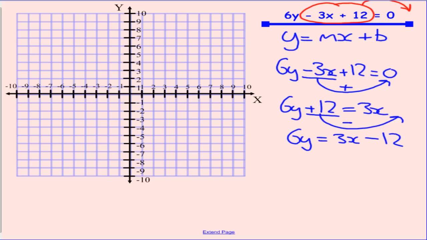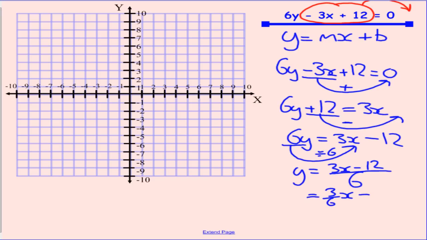It is a plus 12 here, so to move it across I need to take it away. Then as my last step I have a 6, so I need to move the 6 across, and I'm going to do that by dividing by 6. So y is going to be equal to 3x minus 12 all divided by 6. Cleaning that up so it looks more like our gradient-intercept form, I'm going to have 3 over 6x minus 12 over 6. Again, cleaning up the fractions, I have a half x minus 2.